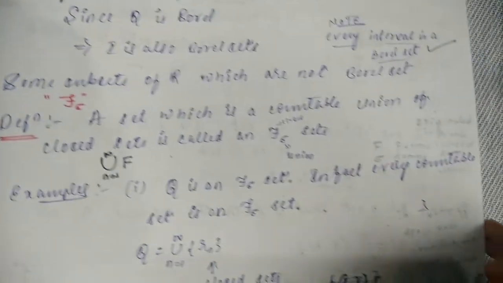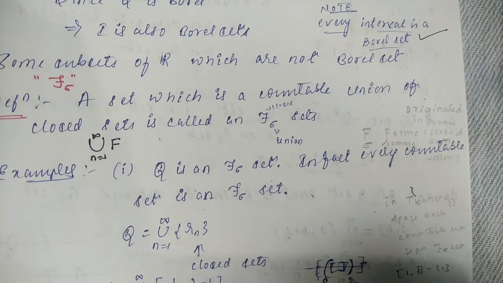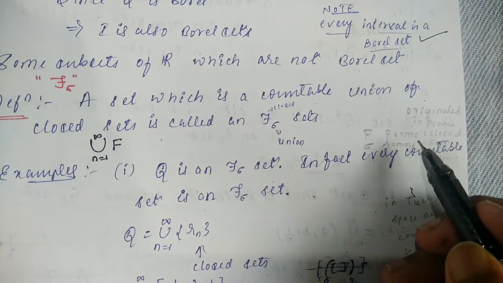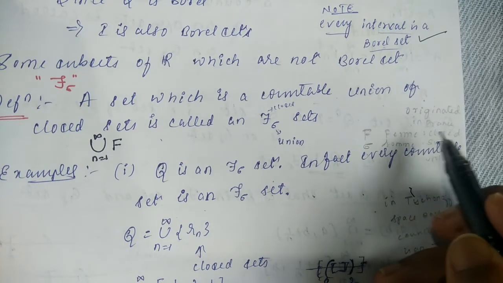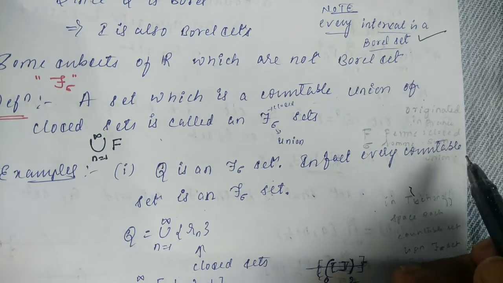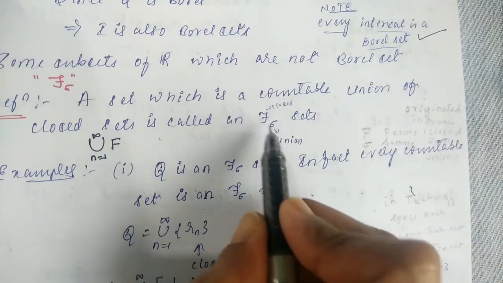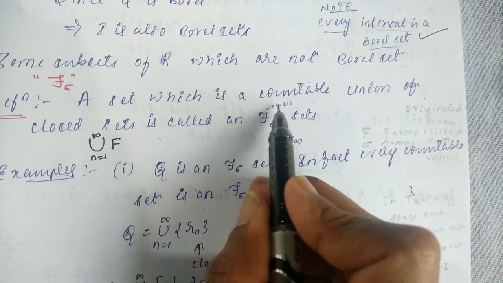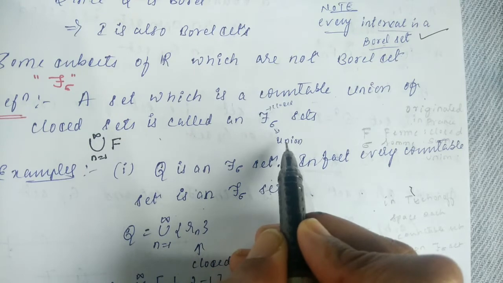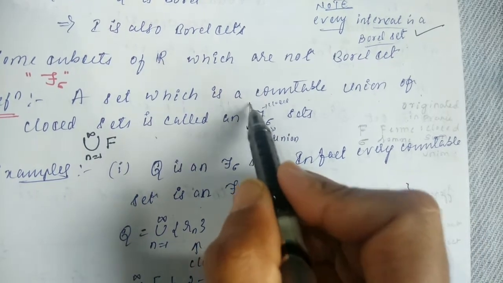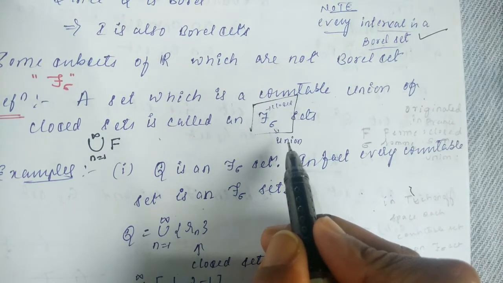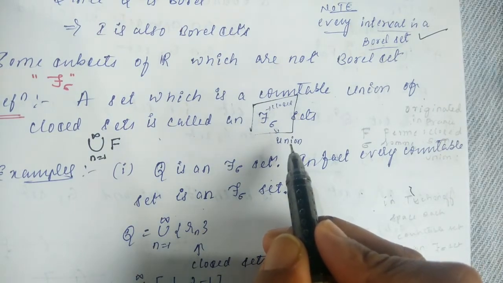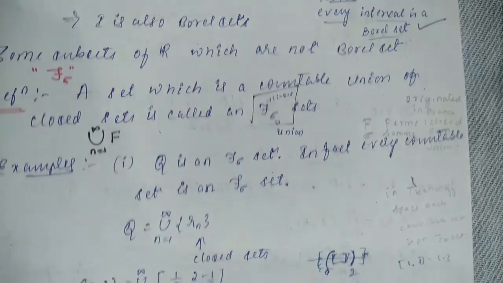So here, F sigma, the symbol originated in France. F stands for fermé, and sigma stands for somme. Fermé stands for closed and somme stands for union. So F stands for closed, sigma stands for union. So an F sigma set is nothing but a countable union of closed sets. That's it. So here is the example.